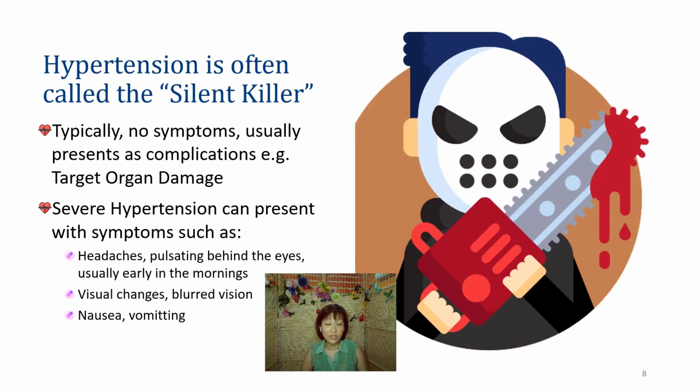So, ladies and gentlemen, it's very important that we recognize that hypertension is often called the silent killer. Why? Because typically there are no symptoms, and usually by the time you know that you have hypertension, you present with complications already. For example, when you have target organ damage, maybe kidney impairment, or you may have heart failure or cardiomyopathies, right? And severe hypertension can present with symptoms such as headaches, pulsating behind the eyes, usually early in the mornings, and visual changes, blurred vision, as well as nausea and vomiting.